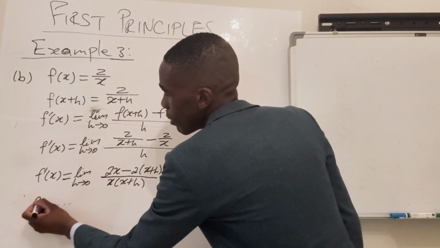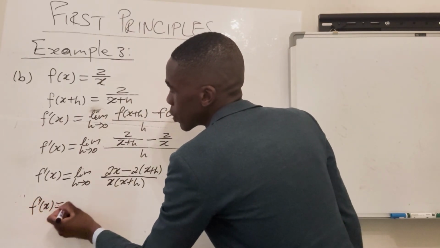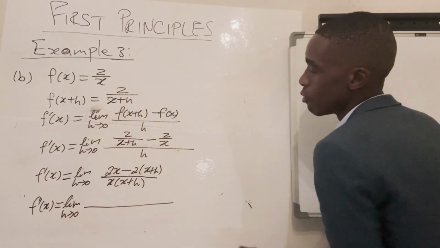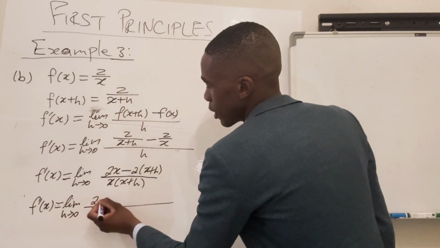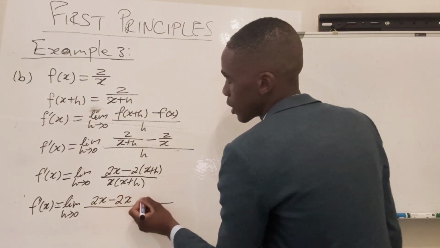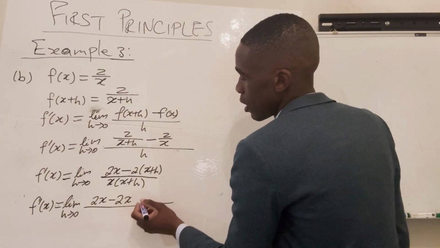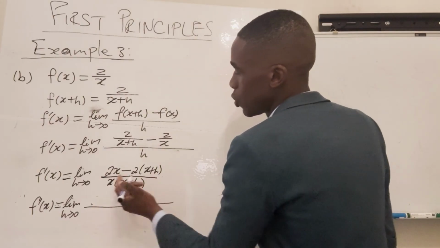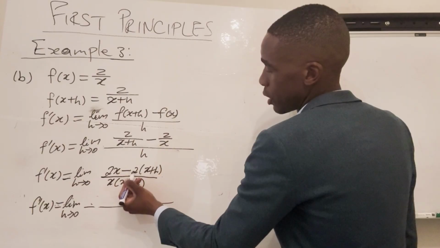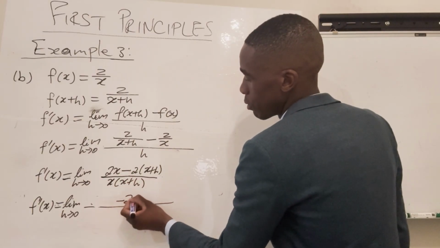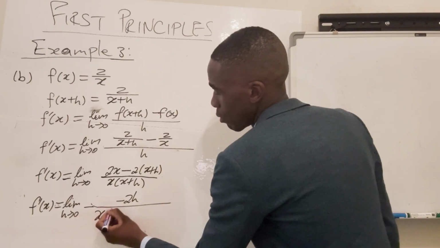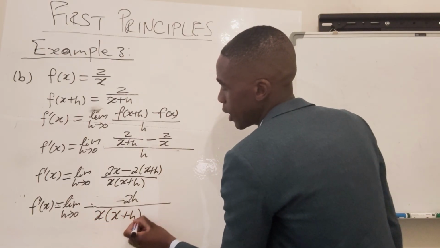That would therefore become f prime of x is equal to the limit as h approaches 0 all over, ladies and gentlemen, that is 2x minus 2x. 2x minus 2x, ladies and gentlemen, that's 0. So that is minus 2h. Minus 2h.